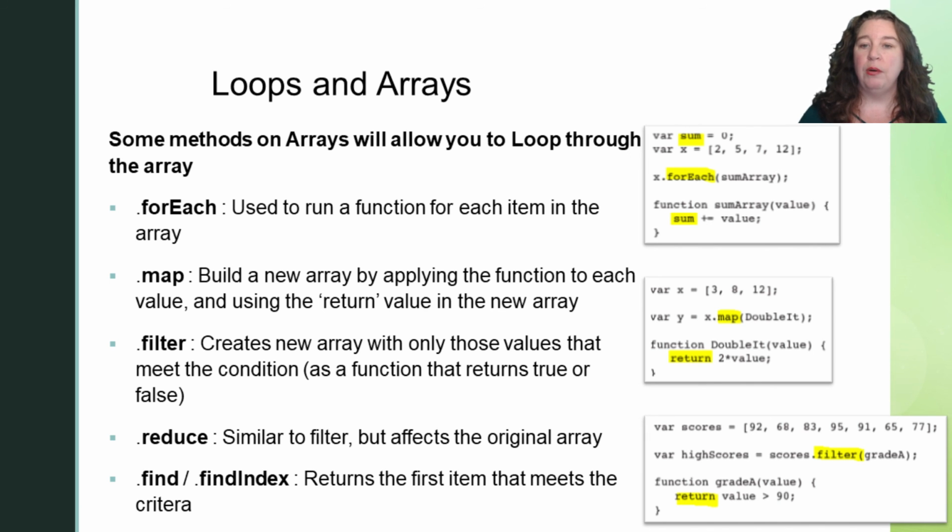We can filter objects, so we can return a new array that only has the values that meet a condition. Similar to that function, something that returns either a true or a false, you can throw that in as a condition. Reduce is similar to filter, except it reduces the original array. The original array gets modified with a reduce. We also have find and findIndex and a couple of others that are in your book.